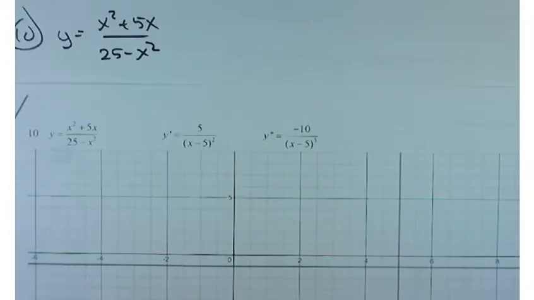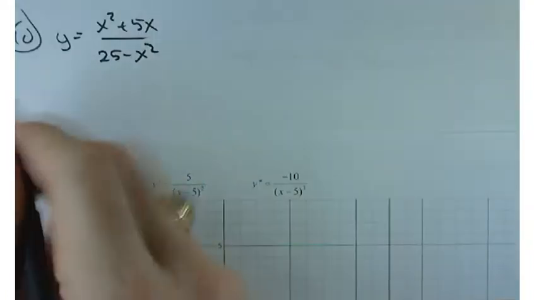Now, one thing right away should jump out at you. Because this is a rational function, we might have some issues with it being defined everywhere. In fact, where is this not defined? Plus or minus 5. So our domain is everything but those 2 points.